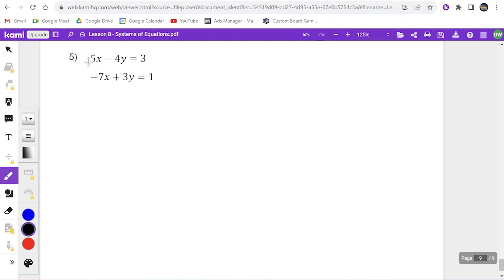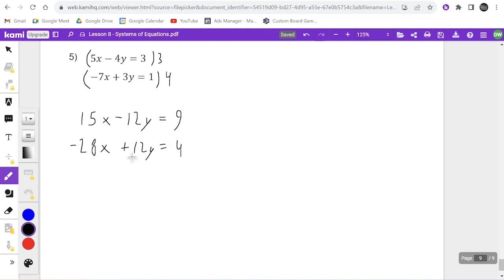So as I suggested, I'm going to solve for y. If I multiply the top one by 3 and the bottom one by 4, it should work. So for the top equation, I get 15x minus 12y equals 9. And for the bottom equation, it's negative 28x plus 12y equals 4. I add these two equations together. For the x's, I get negative 13x, the y's canceled, and 9 plus 4 is 13. So it looks like x is just negative 1.